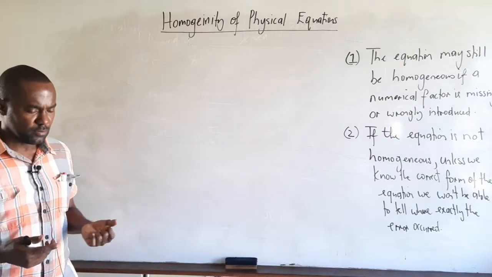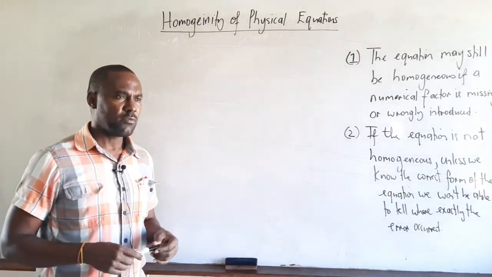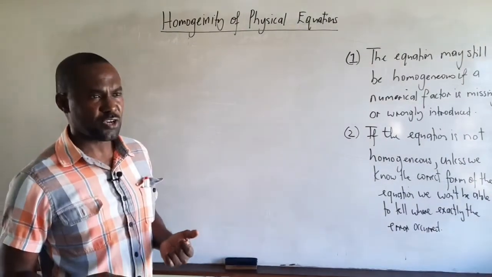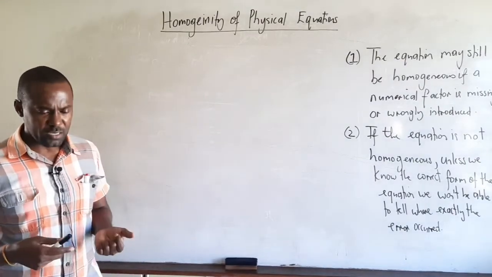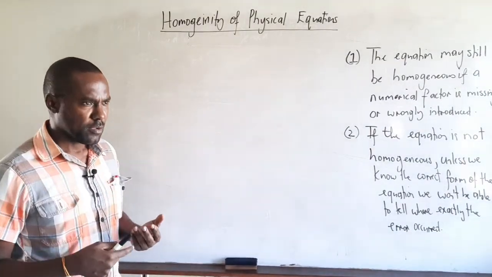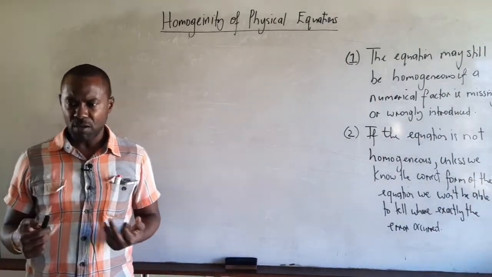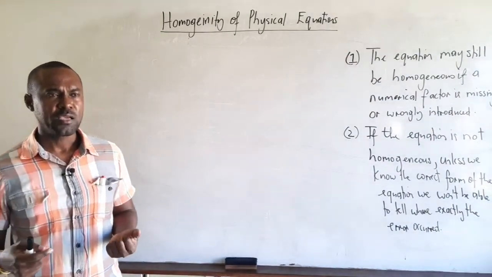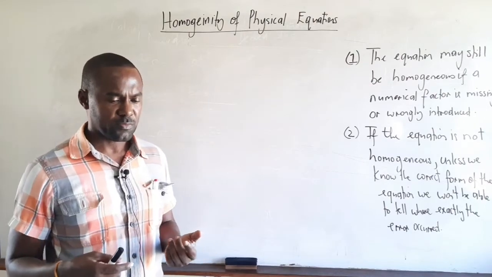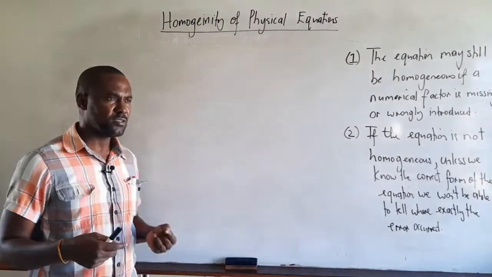So in this video, just to recap, we looked at the homogeneity of physical equations. We spoke about what it means for an equation to be homogeneous. We looked at examples of checking equations for homogeneity, and we also looked at the drawbacks of using the method of homogeneity to check equations.